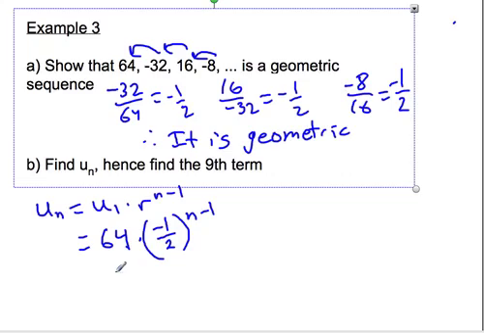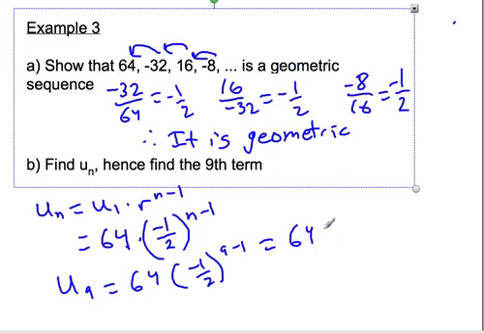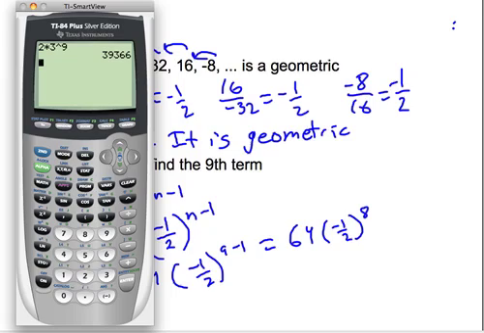Okay, so next, you want to find the 9th term. So u sub 9 is going to be equal to 64 times negative half to the power of 9 minus 1, which equals 64 times negative half to the power of 8. Okay, so let's work that out on the calculator.